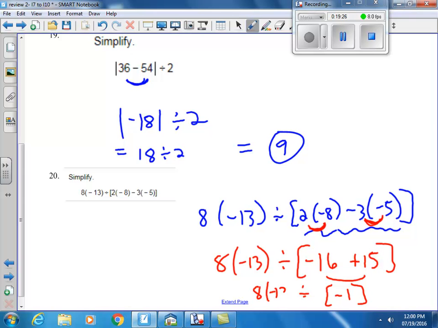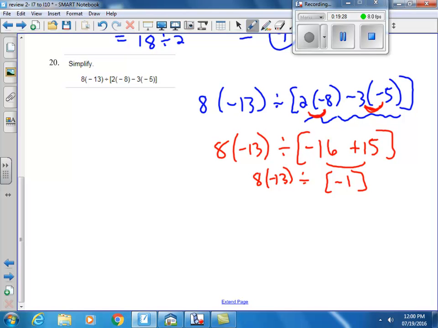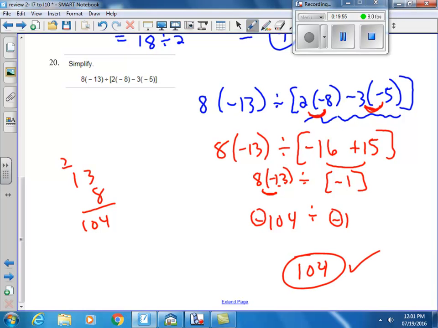And then when you arrive down here at the end, take care of multiplication first. So I would just go off on the side and say, okay, what's 13 times 8? 104, but it's got to be negative 104, right? Positive times a negative is a negative. And then in the end, a negative divided by a negative is a positive. And 104 divided by 1 is itself. So you're going to arrive at 104.